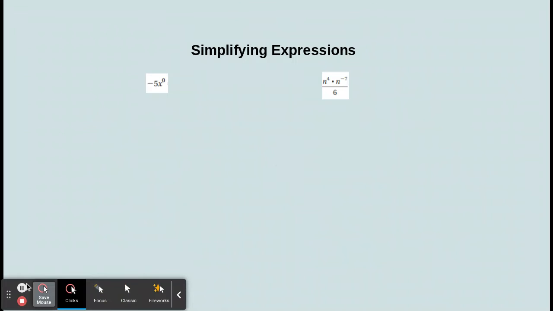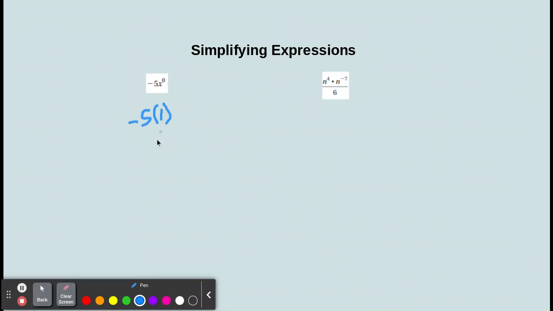All right, now let's simplify these expressions. Over here we have negative 5 times x to the 0 power. But what's x to the 0 power? That's the same thing as 1. So our answer is negative 5.